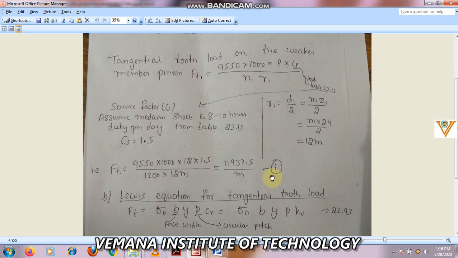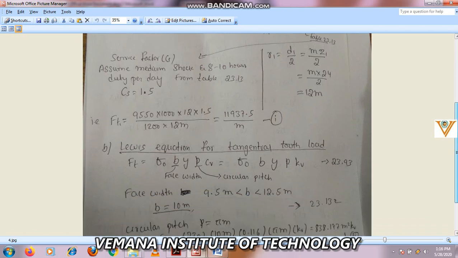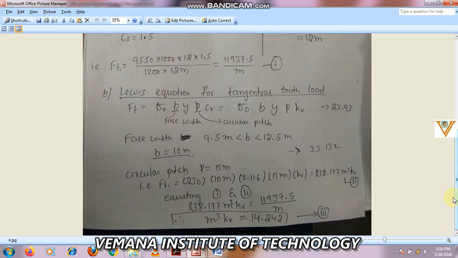Still we didn't get the perfect value from this general tooth load equation, right? So move on to Lewis's equation for tangential tooth load: sigma naught B Y P CV. We are finding it for the pinion, that is for 1, so this should be sigma naught 1, B the same, Y1, and this is P, small p. If it is capital P, it is power; if it is small p, it is circular pitch. And next, this is CV.